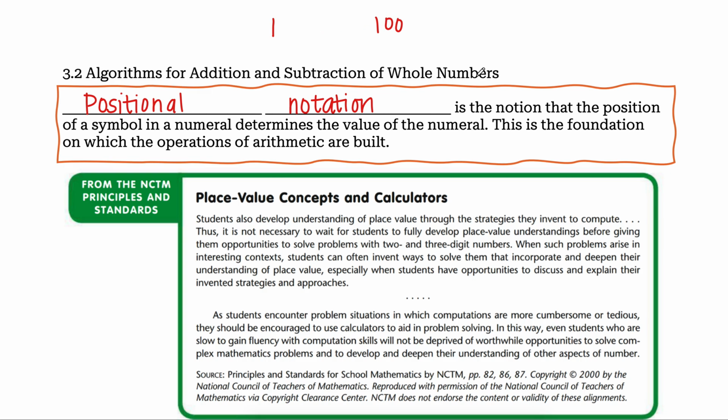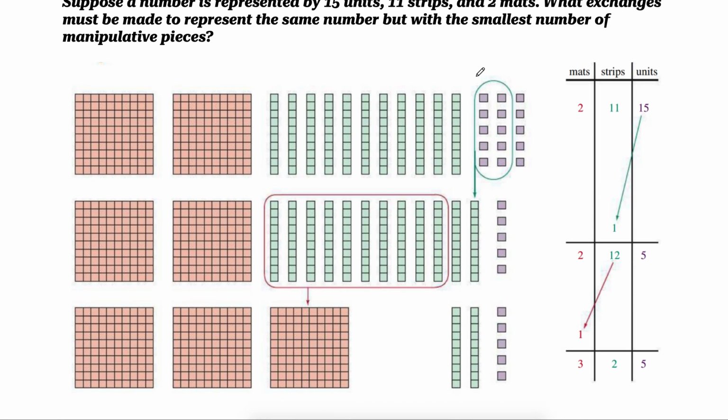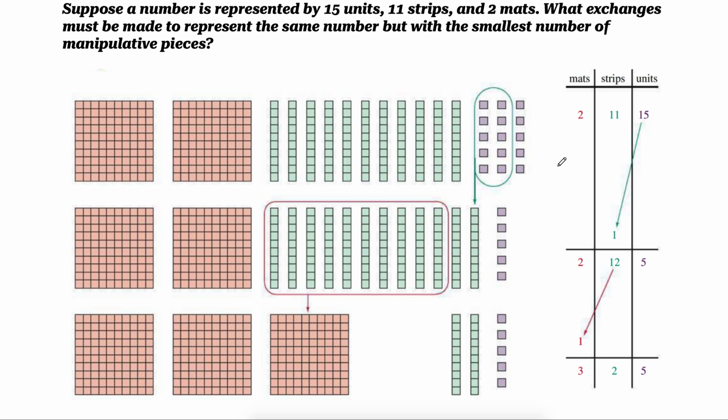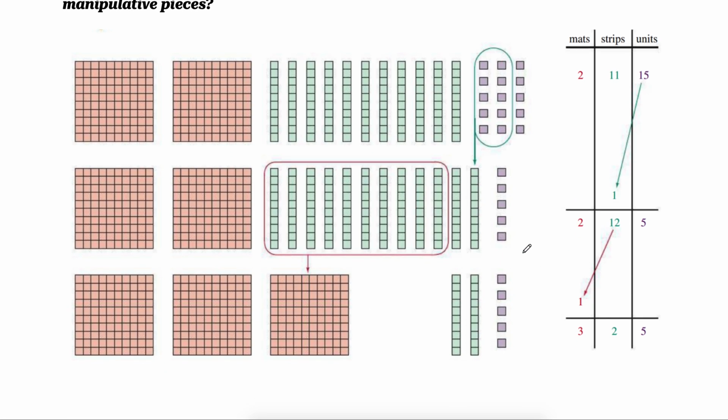its position. So what I have done here in this section is I've got images to go through how we can represent numbers with units, strips, and mats. And the first one says, suppose a number is represented by 15 units, 11 strips, and 2 mats. And it goes through the process of regrouping. So starting out with the 15 units, 11 strips, and 2 mats. And then it shows the regrouping of the units to strips, and then 10 of the strips into a mat. So you can see that regrouping process in this first example.